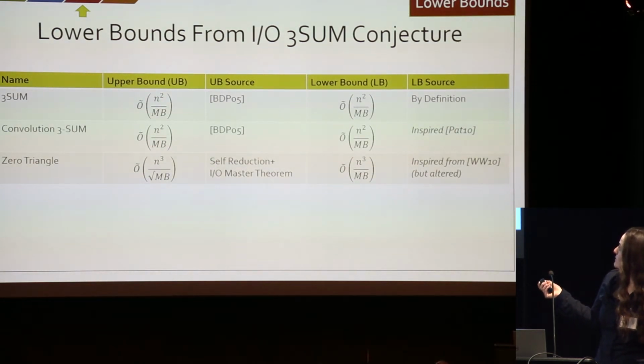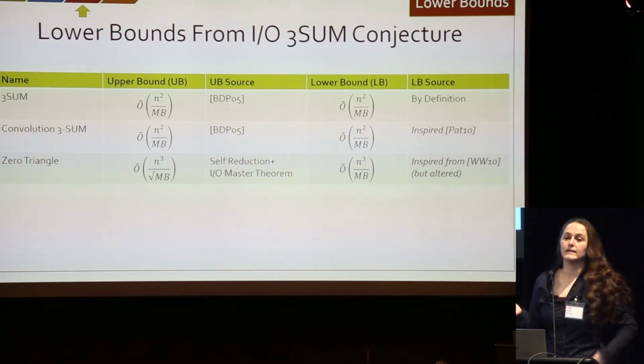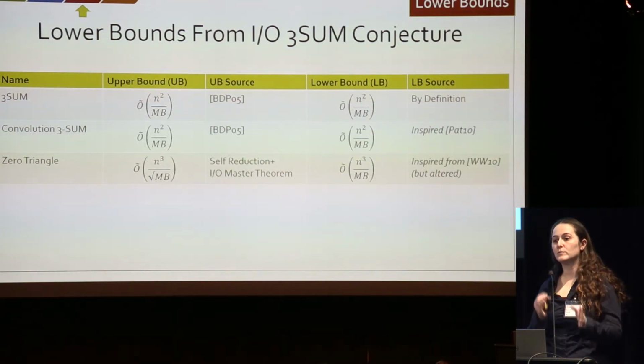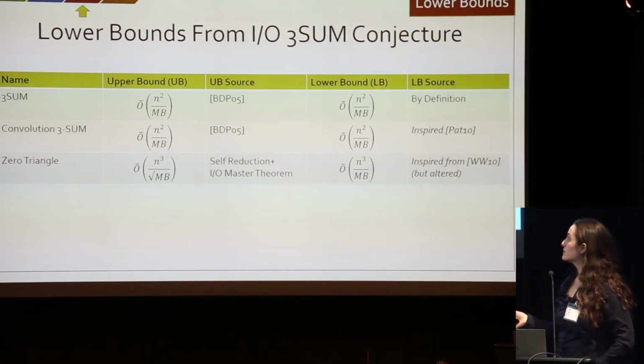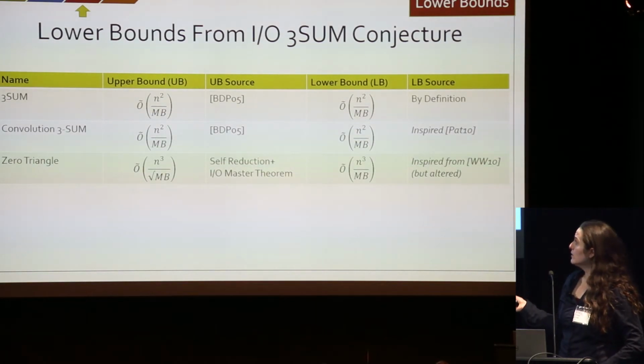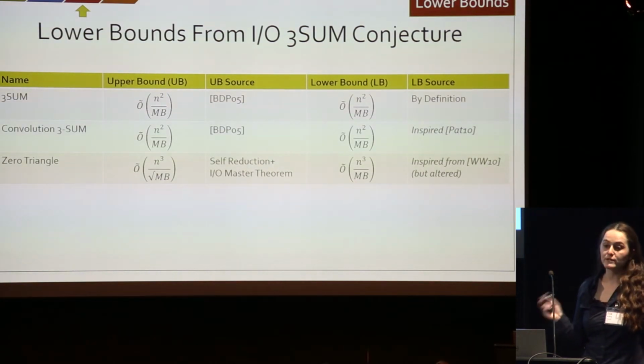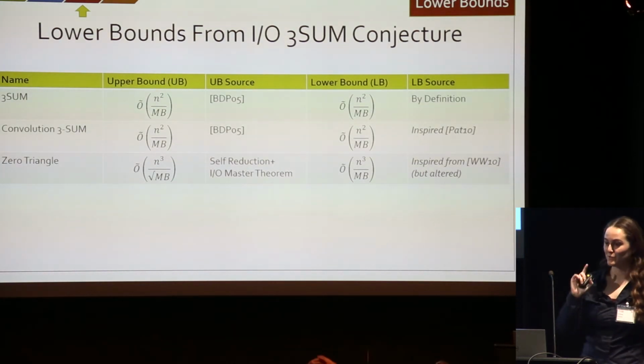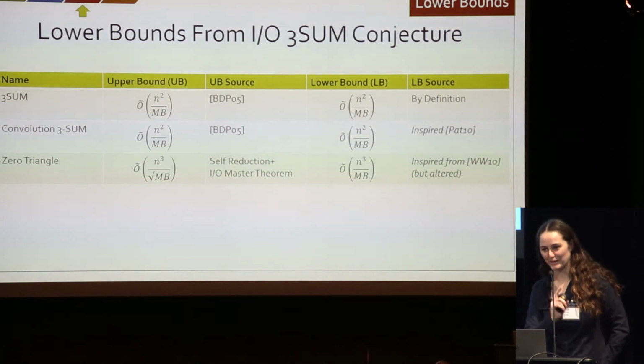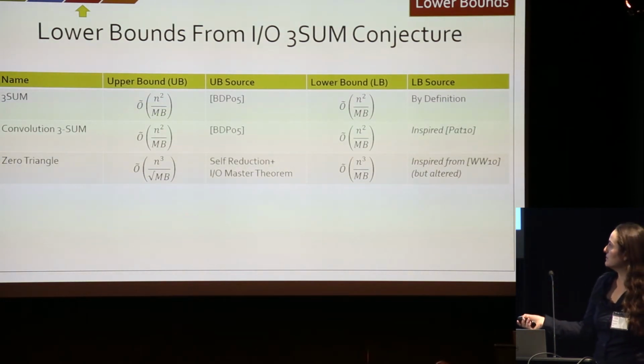Another thing to note is there are these reductions in the RAM model that go between problems that have different running times. A classic one is that you can actually solve the three-sum problem, which is an n squared time problem, with the zero triangle problem, which is an n to the 1.5 time problem in terms of its real input size, which is n squared, but an n cubed problem.